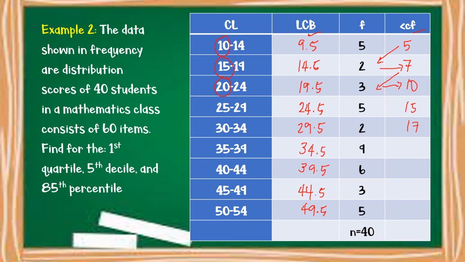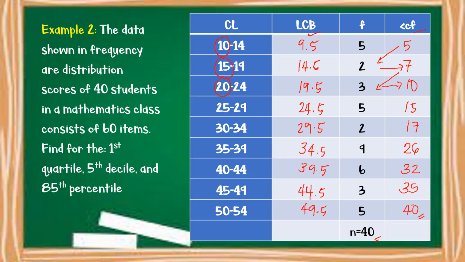15, 17 plus 9 is 26. 26 plus 6 is 32, then 35, and then 35 plus 5 is 40. So as you can see, the number of classes is the same as the last less than cumulative frequency. So here is the table.